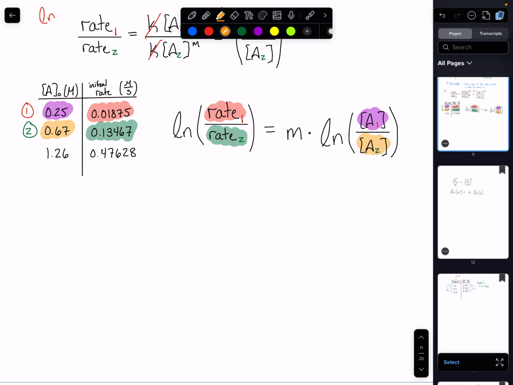The natural log of that ratio is just going to be some number. So now we can just plug in and solve. All we have to do is rearrange this equation here and solve for that one variable that we don't know, that value of m. So everybody take a second. See if you can tell me the order of our reaction here, given our data analysis.